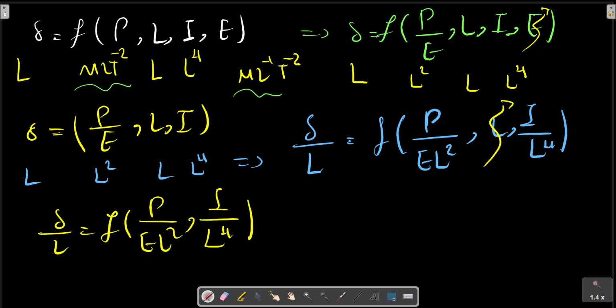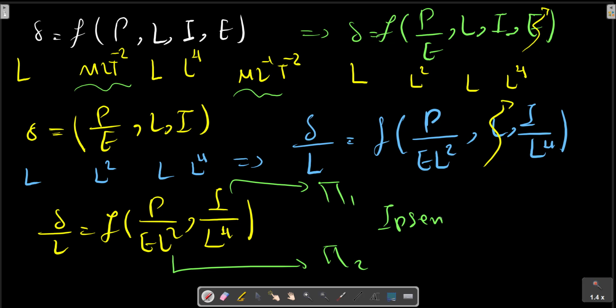As the approach is successful, the fact that M and T vanished in the same division proves that there are only two repeating variables this time, not three as would be inferred by the presence of M, L, and T. So in this case we have two pi groups, pi 1 for example and pi 2, using the Ipsen approach.